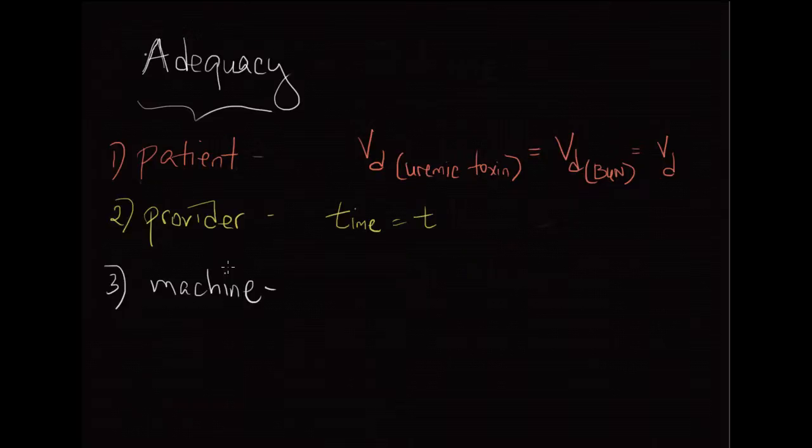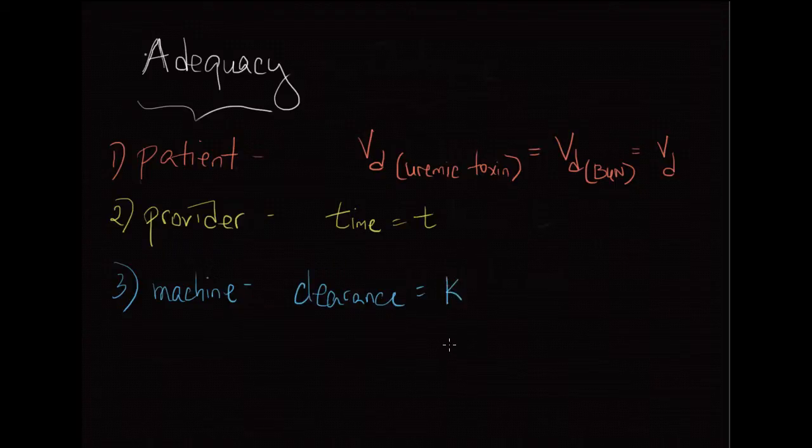And finally, we have the machine itself. The machine, or the dialysis filter, which is the heart of the machine, the most important part of the machine, does not control the time that you put the patient on dialysis, and it does not control the amount of uremic toxins a patient walks in the door with. But what it does control is how effectively it can remove those uremic toxins over the time that you prescribe. The quantitative measurement of the ability to eliminate uremic toxins over a certain amount of time, that rate, is known as clearance, which is going to be represented as a K. So when we put these together, we get the following.